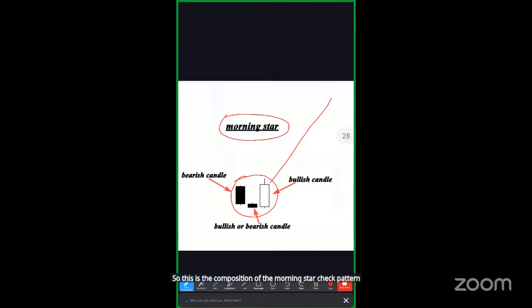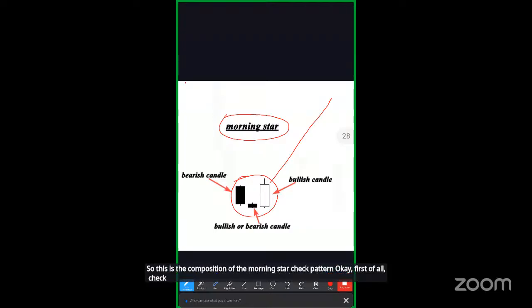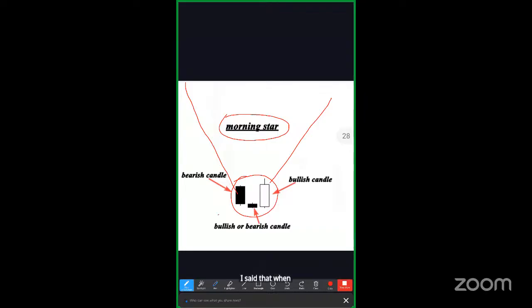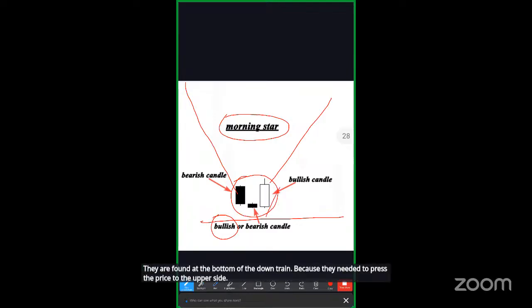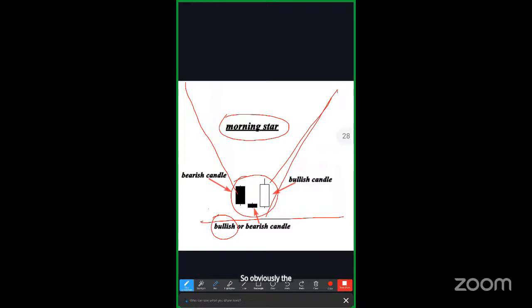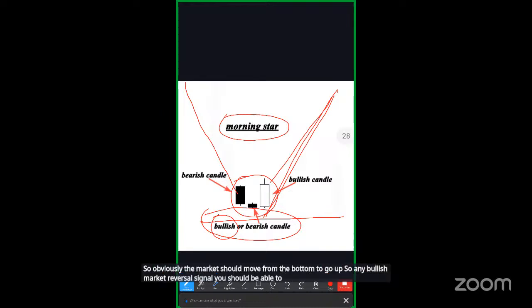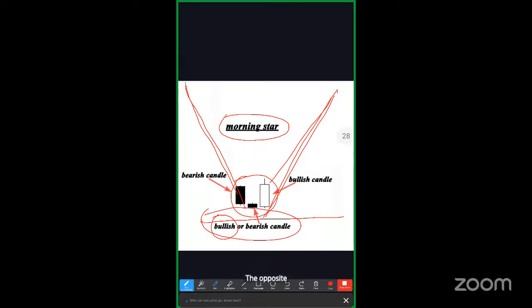Okay, first of all, check the trend of the market, the previous trend of the market. I said that bullish reversal market signals are found at the bottom of the downtrend, because they need to press the price to the upper side. So obviously, the market should move from the bottom to go up. So any bullish market reversal signal, you should be able to locate it at the bottom of a downtrend. The opposite of what I am saying is the truth up here, right?